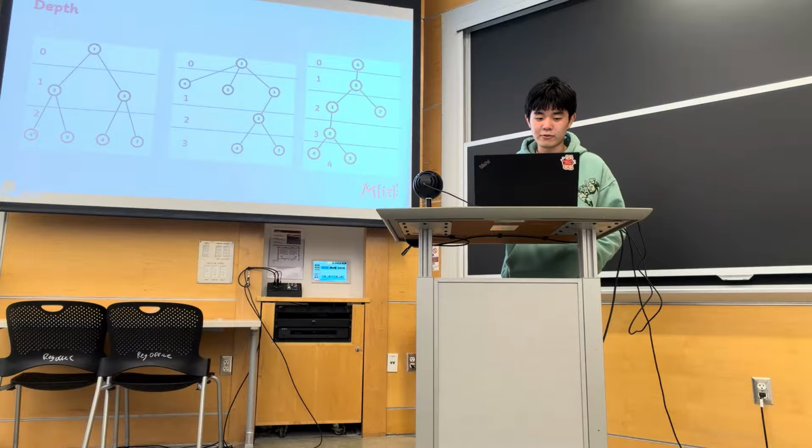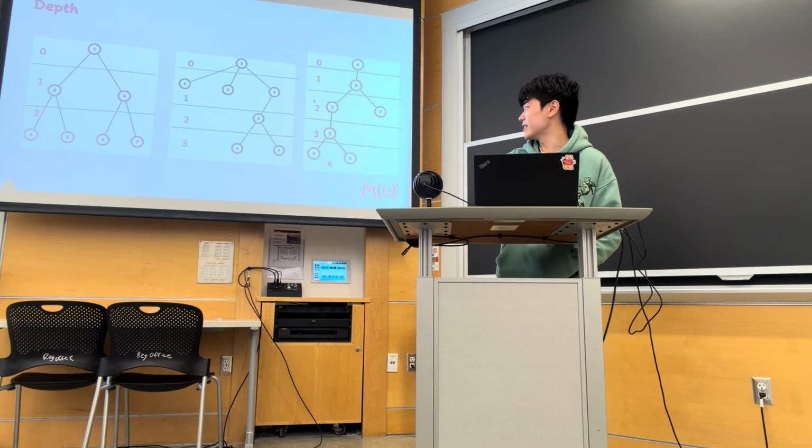You can go from 4 to 2 to 1, and then 5 to 2 to 1, and then 6 to 3 to 1, and so on. Here are some more examples of depths in different trees. You can verify for yourself that these are correct.